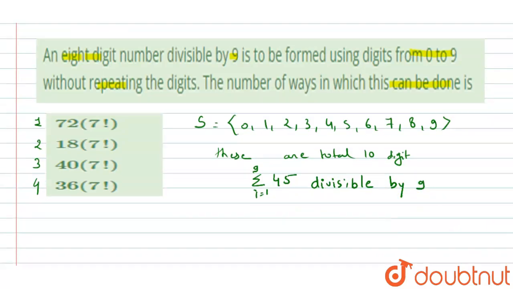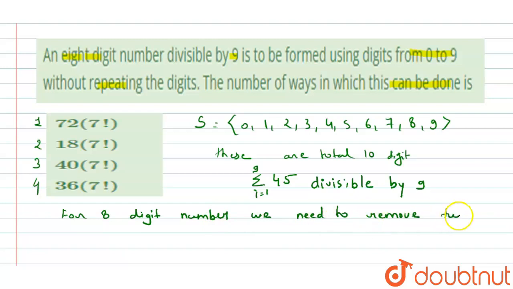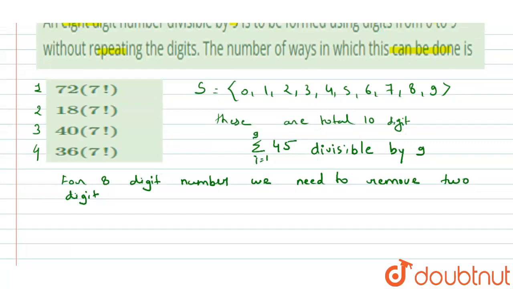These are 10 digits and we need to find only 8-digit numbers. So for an 8-digit number, we need to remove 2 digits from them. Then only it is possible to form an 8-digit number, because these are the 10 digits. After removing, the summation should also be divisible by 9.